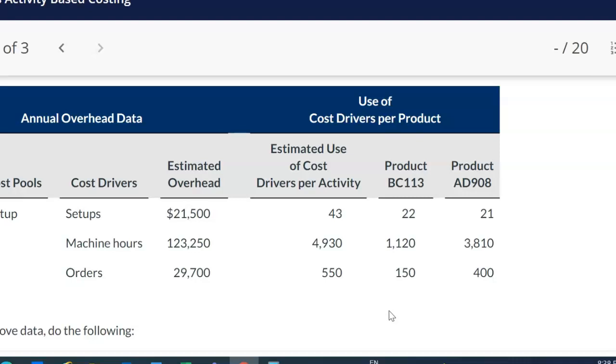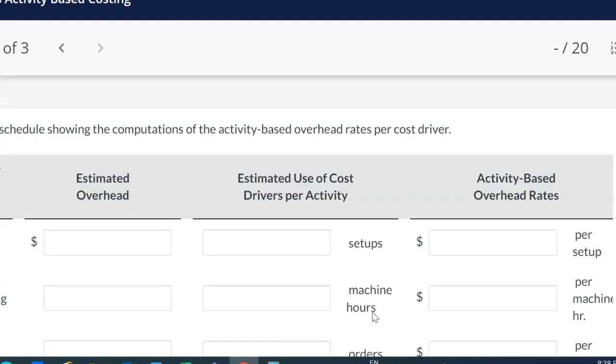Now the only difference is, they may not give you the total, like the 43 and the 4930, but you can get that by adding the two together. Do you understand what I'm saying? Yeah, we add these two. Yeah, that's what it is. Okay, so go down. Now we have it all.